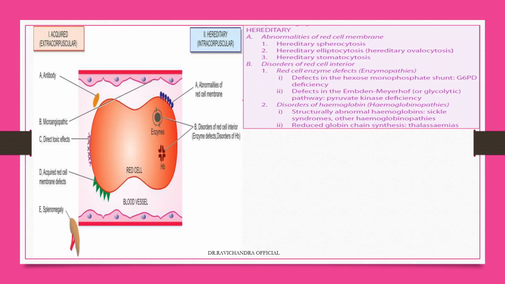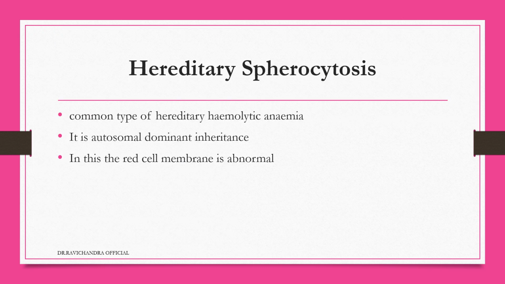In this video, we will discuss the hereditary causes of hemolytic anemia, that is, abnormalities of red cell membrane and disorders of red cell interiors. First condition is hereditary spherocytosis, which is the common type of hereditary hemolytic anemia, and it is an autosomal dominant inheritance. In this, the red cell membrane is abnormal.